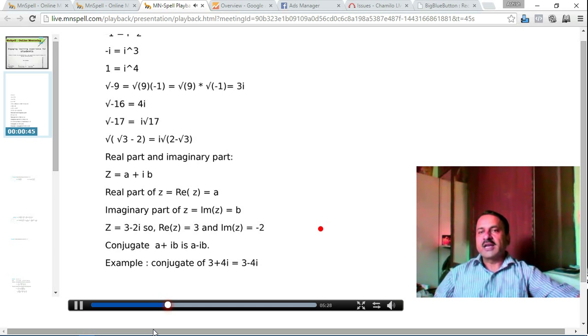Next topic is real and imaginary part of a complex number. For example, if I write 2 plus 3i, here this value 2 is the real part, and this value 3 is the imaginary part. Let me explain it again. If I write z equal to 2 plus 3i, and if I ask you what is real part of z, you will write 2. And if I ask you what is imaginary part of z, you will write 3.